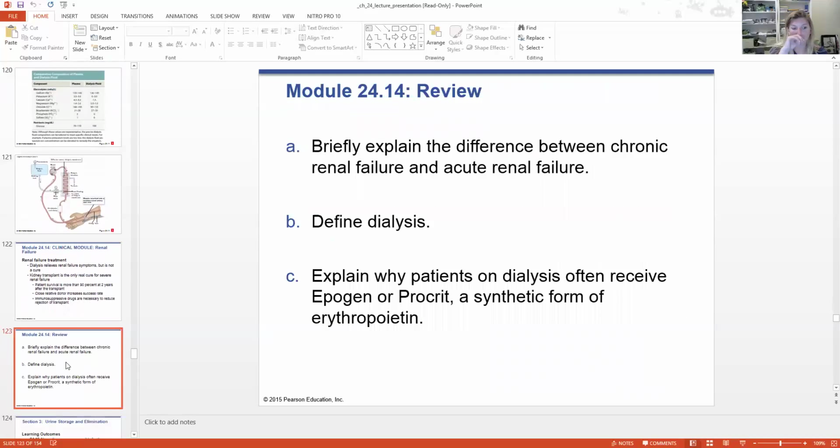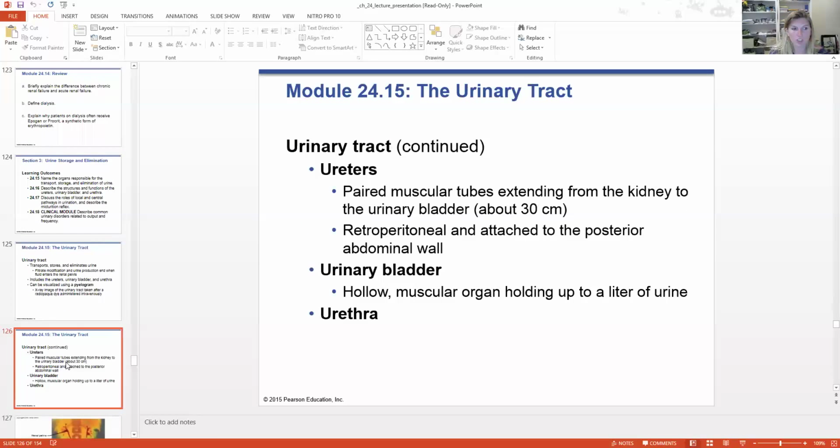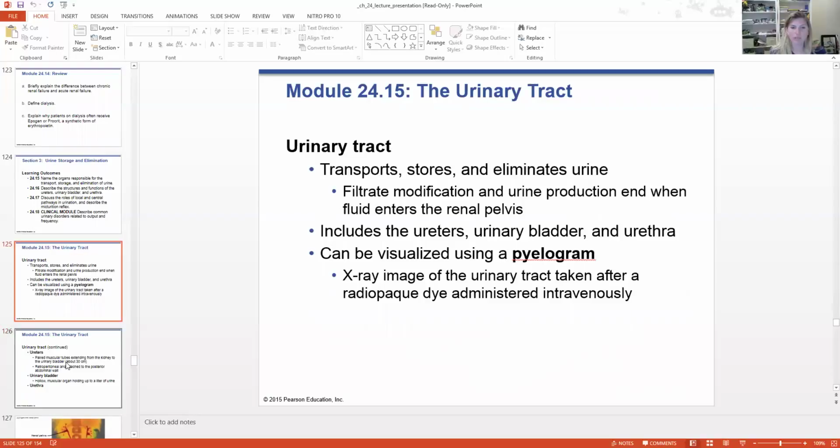So you can pause the video here, go back and review this section. We're going to keep moving on through urine storage and elimination. It's pretty straightforward, so we'll try to zip through it.